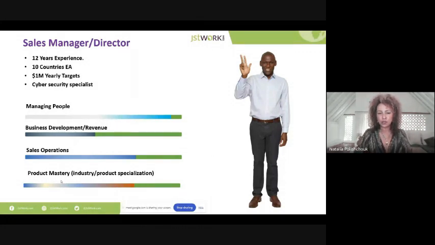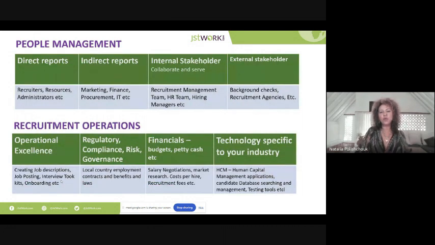Now, when we look at each of these 4 branches, and let's look at mine, under people management, we can begin to break it down. And it doesn't matter if today I am managing recruitment and resources, and tomorrow I want to manage, I don't know, operations. The idea is to find that transferability. So under people management, you have direct reports and indirect reports. You have internal stakeholders and external stakeholders.